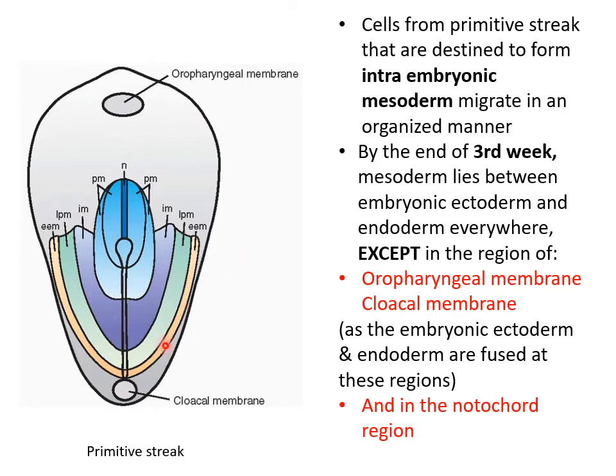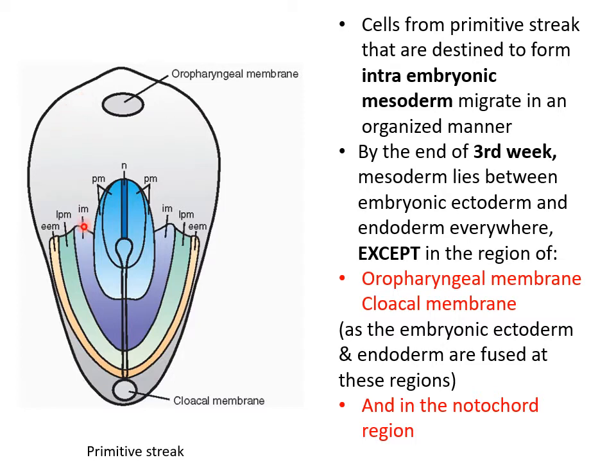So in this picture, don't worry about these short forms in this image. This picture is just telling you that cells from the primitive streak are migrating in a very organized manner, not randomly, giving rise to intraembryonic mesoderm, which will also have specific parts. So just to know, PM stands for paraxial mesoderm, then intermediate mesoderm, lateral plate mesoderm, etc. This you will learn later, but it is mesoderm basically, and is migrating in a very organized manner.